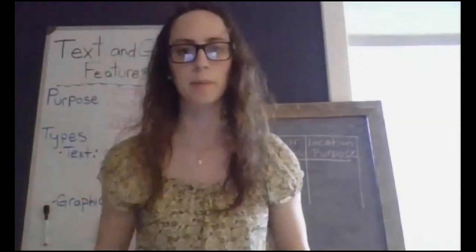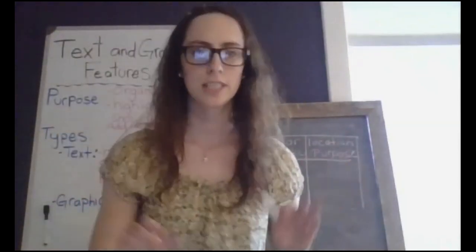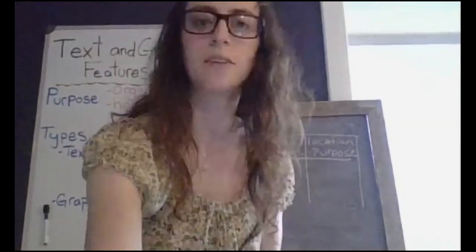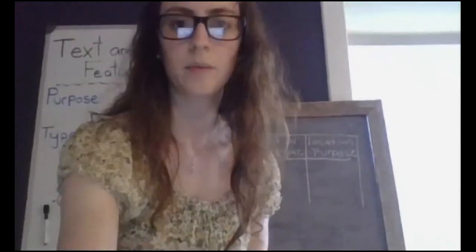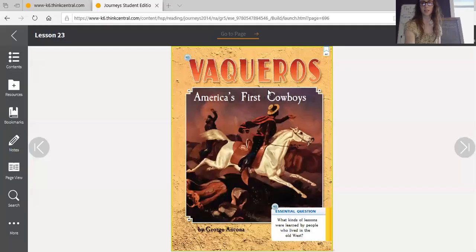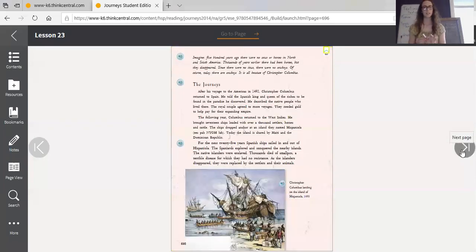All right, so now I'm going to share my screen and we're going to do an example just together so that I can walk you through kind of what I'm hoping comes out of this. So I am on Think Central. So here's our story, Vaqueros, America's First Cowboys. So we're not going to read anything because I'm going to let you do all of the reading. But first, if you look up right here, are there any graphic features on this first page that I could write down? There are, you're right. There's a title, The Journeys. That's not the title of our story, is it? It's a different, so that would be text or graphic.